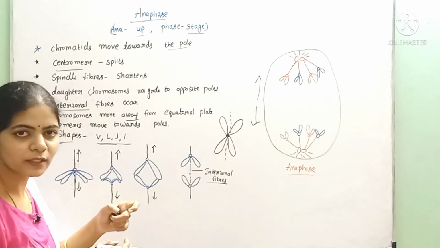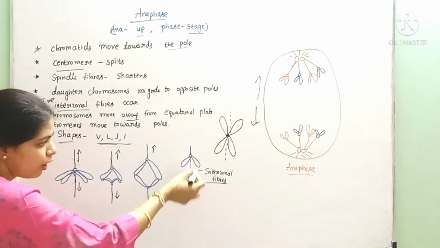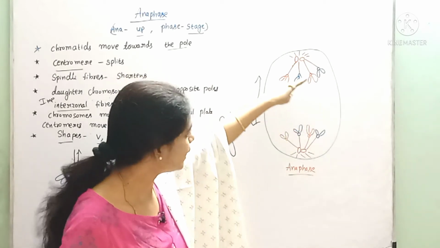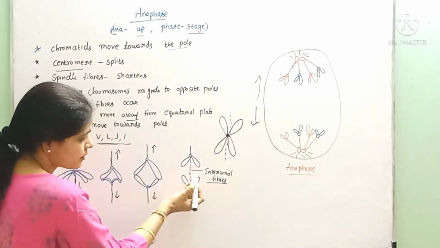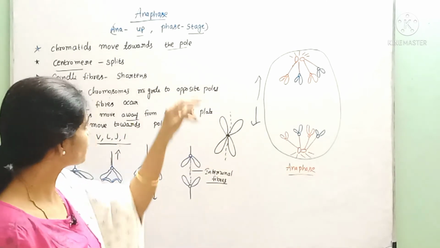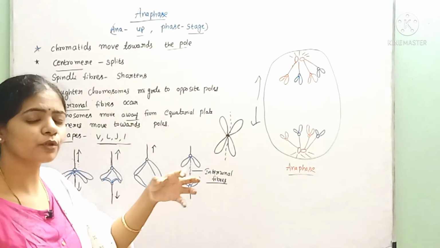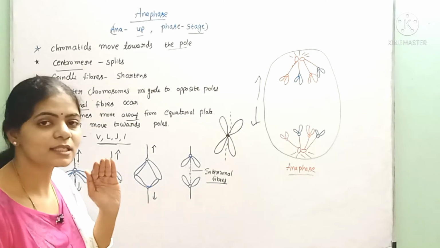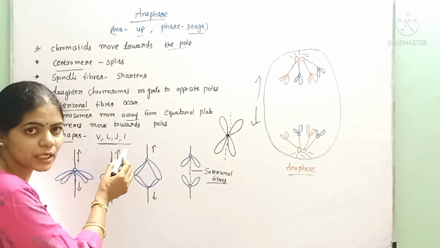Because of the shortening of the spindle fibers, the daughter chromatids are pulled in the opposite direction, away from the equatorial plate, and they reach the opposite poles. During that moment, we see the interzonal fibers. So these are the interzonal fibers. In which stage will we see the interzonal fibers? Anaphase. And during the pulling of these chromosomes, we will see different shapes of chromosomes. This is the best stage to study the different shapes of the chromosomes, like V shape, L shape, J shape and I shape.